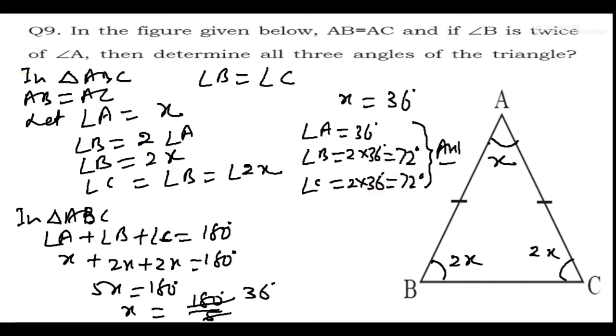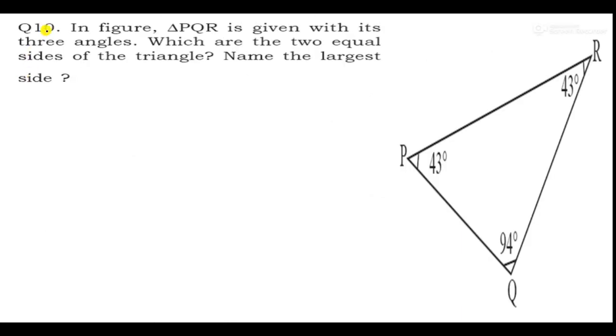Now come to the next question. What will happen in your next question? So the next question, in this figure, PQR. It is given in your figure, that is the PQR, with its three angles, which are two equal sides of the triangle.